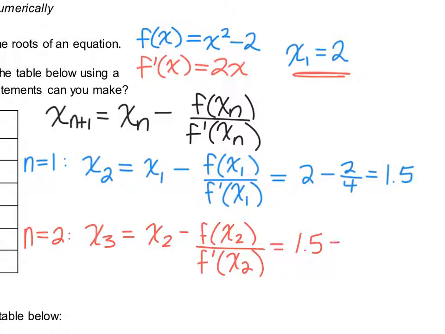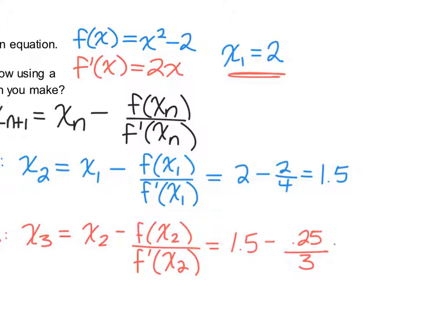So 1.5 minus, plug in the 1.5 to my original function. 1.5 squared is 2.25, because 15 squared is 225. Minus 2 is 0.25. So 0.25. On the bottom, it would be 1.5 times 2, which is going to give me a 3. All right. Calculation-wise, it's still not terrible, but it's not something that you really want to be doing.